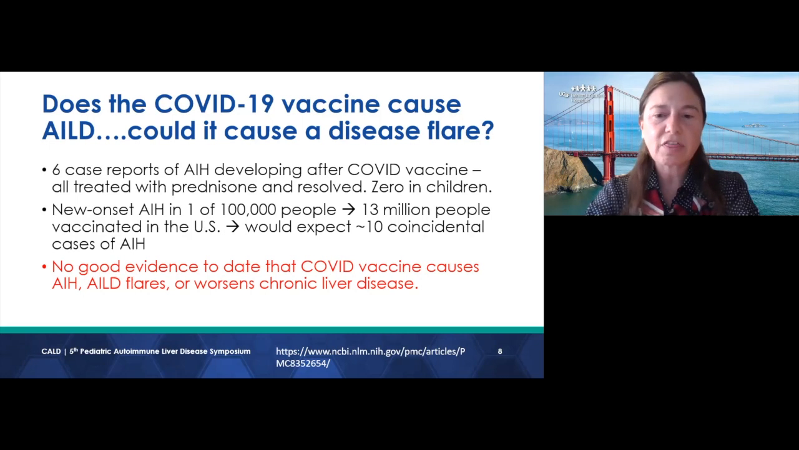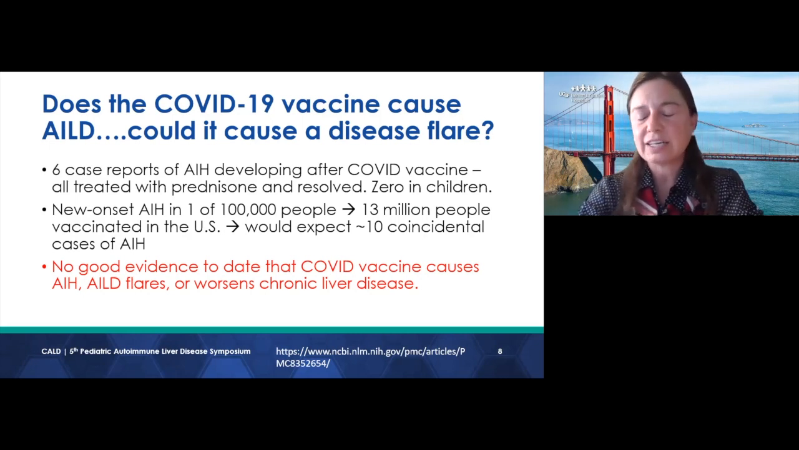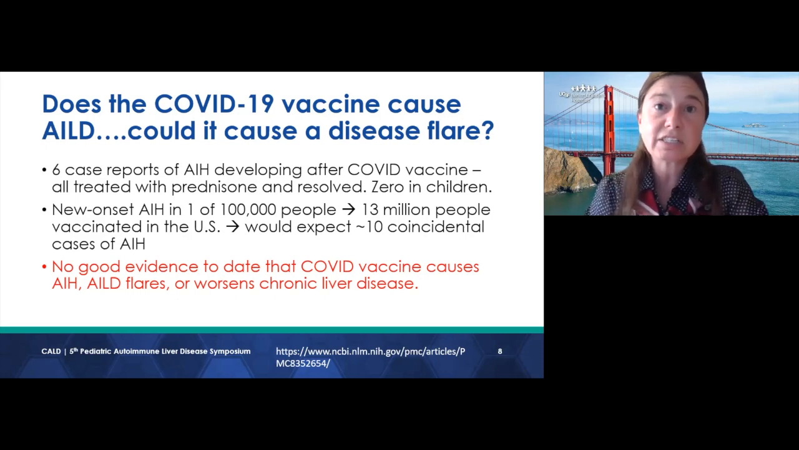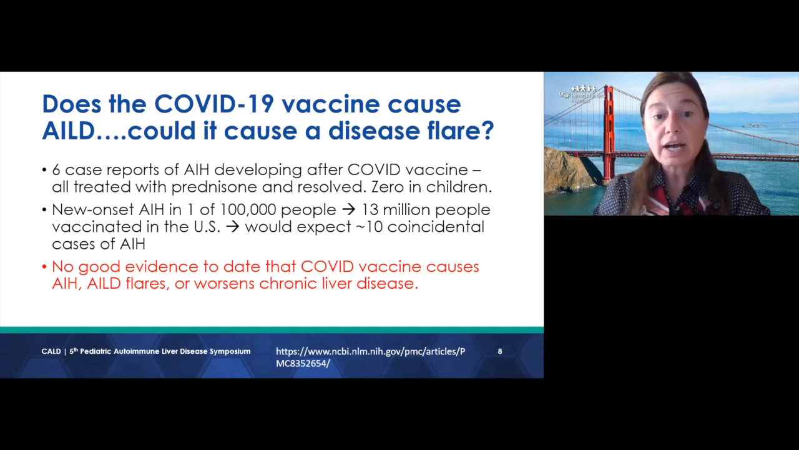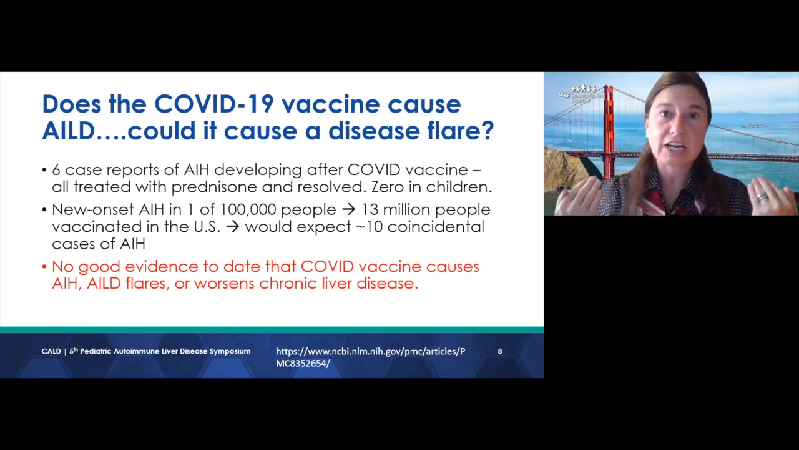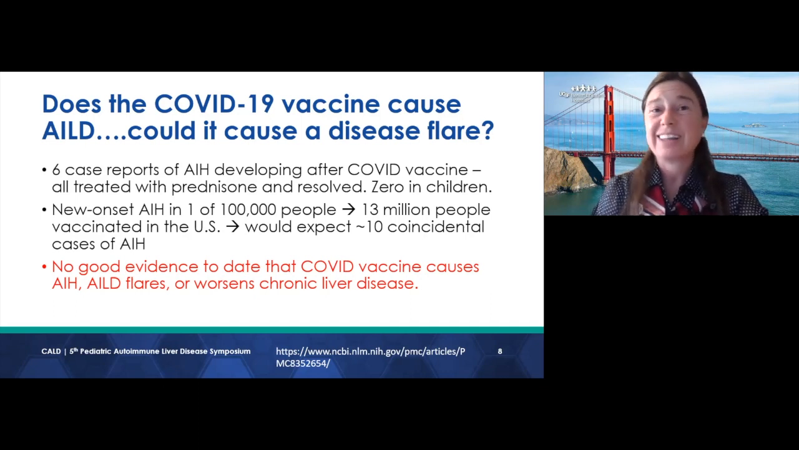Now, to put that in perspective, we have to think about how many people develop autoimmune hepatitis in the US, even in the absence of the COVID vaccine. And are these 6 case reports really related to the COVID vaccine or just coincidental? Now, in the US, we expect an incidence, so new onset autoimmune hepatitis cases, in about 1 of every 100,000 people. And in the US, we've vaccinated at least 13 million people so far since the vaccines became available. So we would expect from that even about 10 coincidental cases of autoimmune hepatitis, where people develop autoimmune hepatitis and they just had the COVID vaccine, but those things aren't actually related. So I think that there's no good evidence to date that COVID vaccine causes autoimmune hepatitis, that it causes flares in autoimmune liver disease, or that it worsens chronic liver disease more generally.